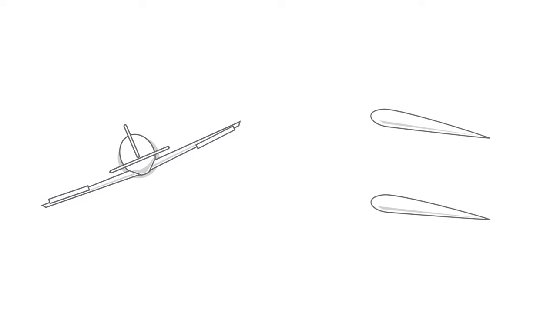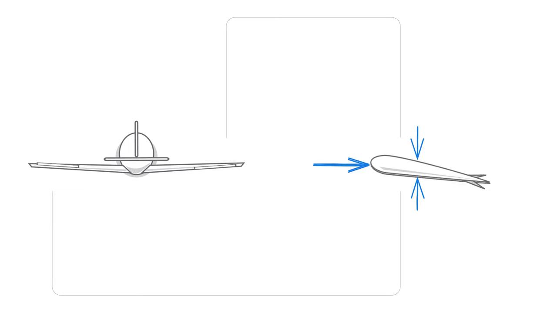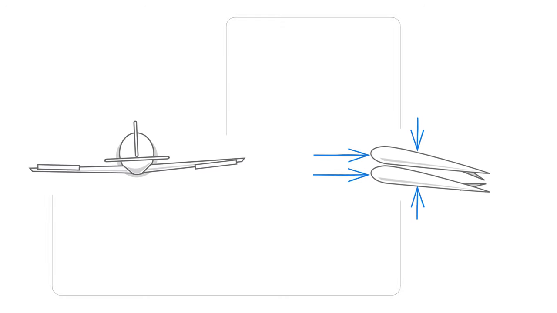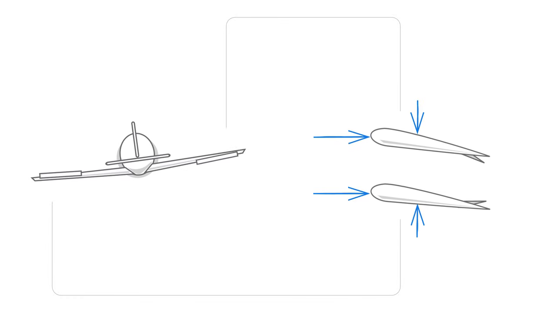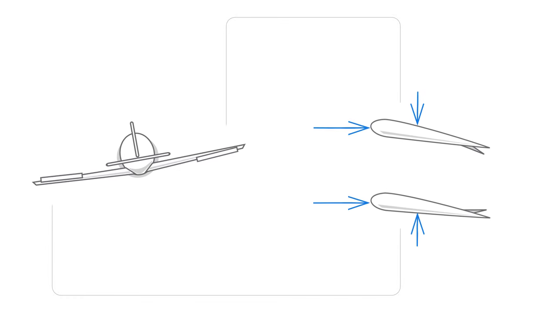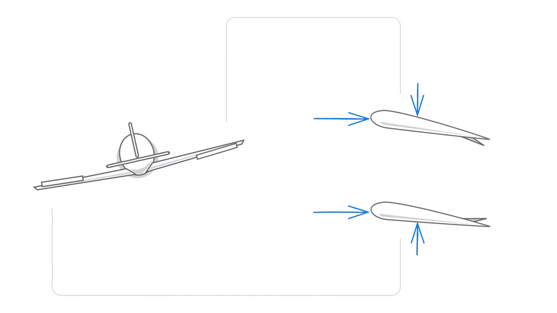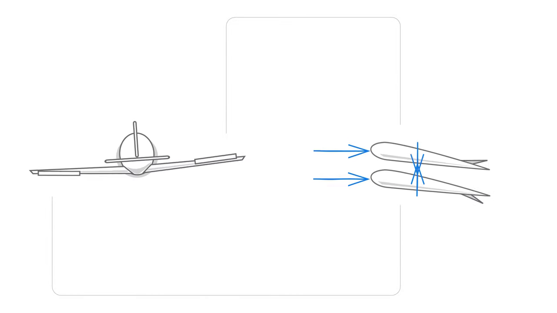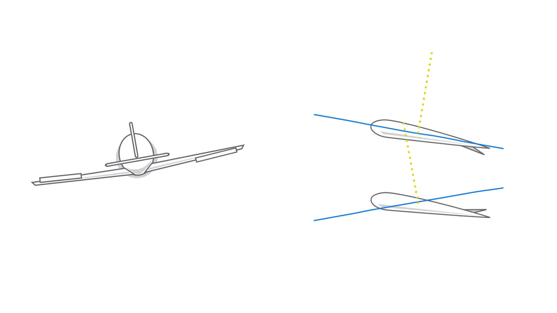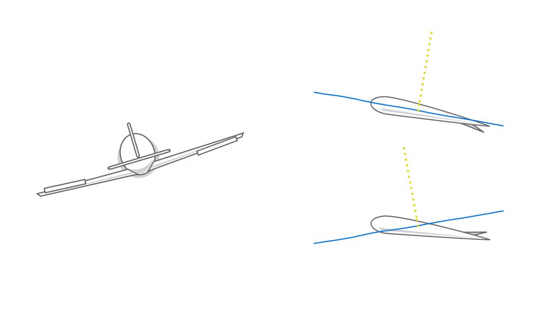In straight and level flight, both wings encounter the relative airflow head-on. But as the aeroplane rolls and the left wing moves down, a small amount of additional airflow strikes the wing from below. As the right wing moves up, a small amount of airflow strikes the wing from above, and vice versa. So as the aeroplane rolls, the relative airflow is deflected slightly up on the right wing, and the relative airflow is deflected slightly down on the left wing.